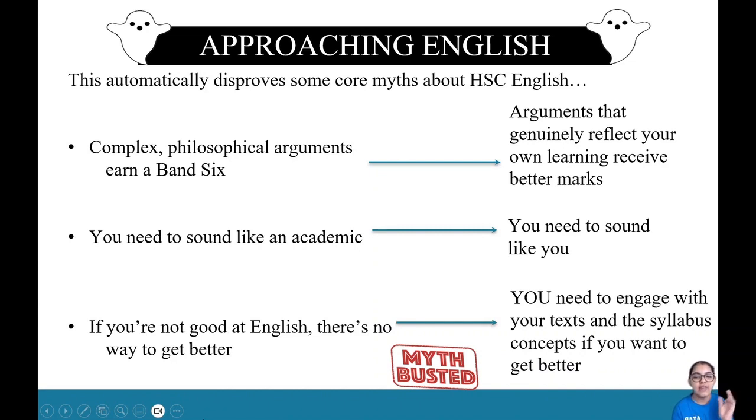And finally, the biggest myth is that if you are not good at English, there is no way to be better. Again, say no to rubbish, because that's not true, right? That's not true with anything in life, let alone just English. You can always get better. And there are so many ways and so many opportunities to get better.